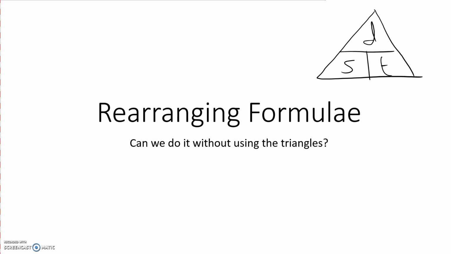And you might have learnt how to use those triangles. You might have said that the speed times the time gives you the distance, and the distance divided by the speed gives you the time, and the distance divided by the time gives you the speed. And that's fantastic, but the trouble is, you've got to remember either the equation or the triangle, and you've got to know where to put the D, where to put the S, and where to put the T.